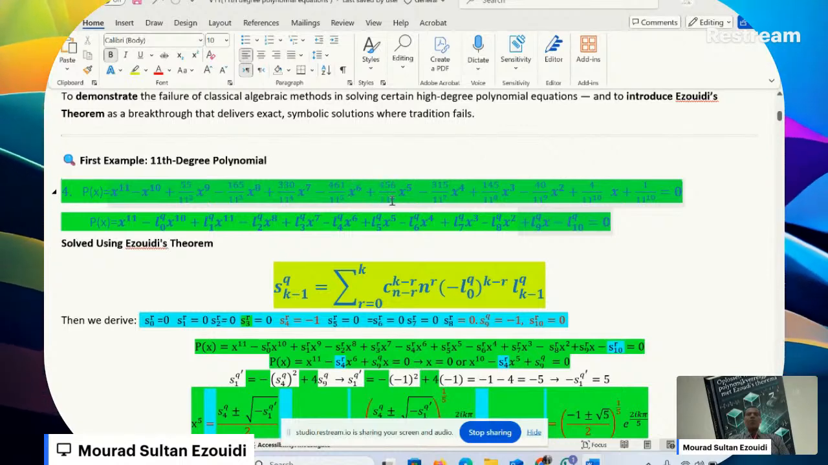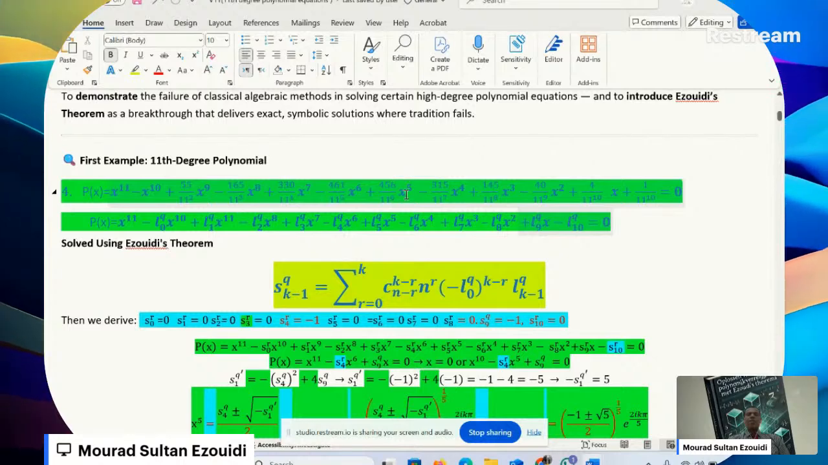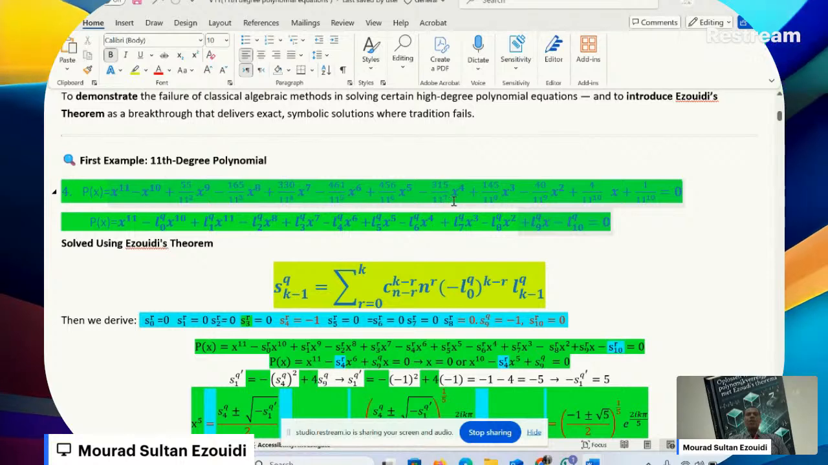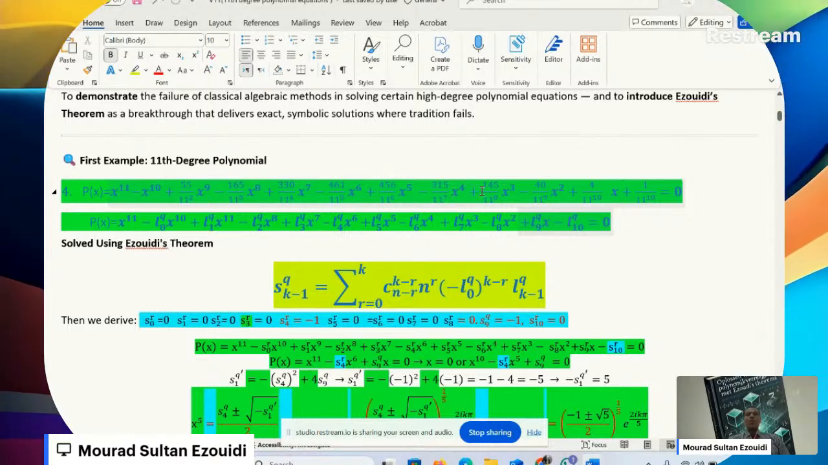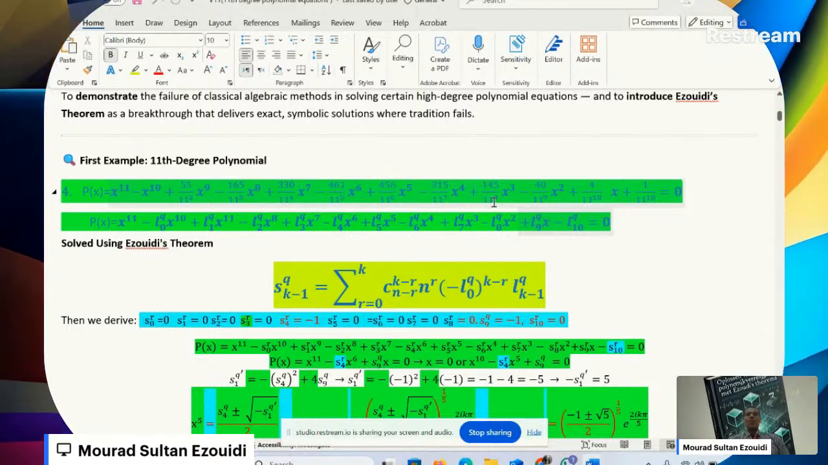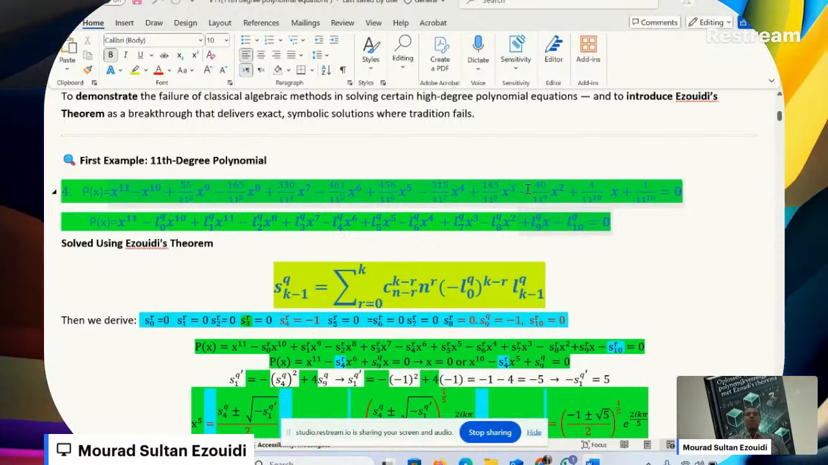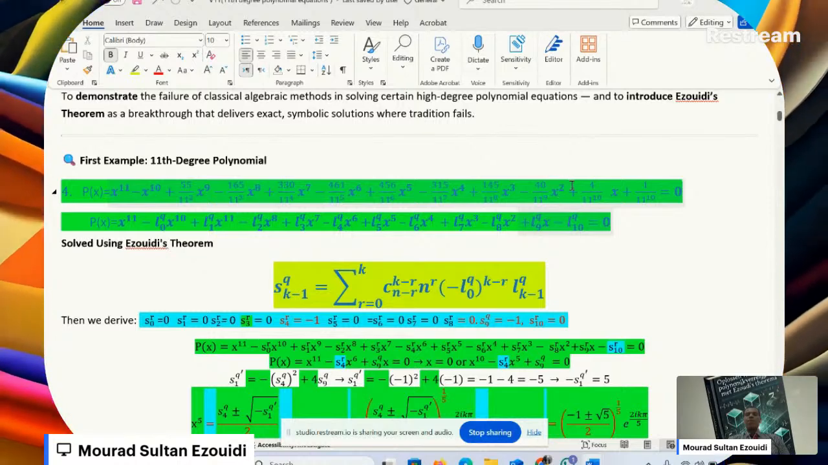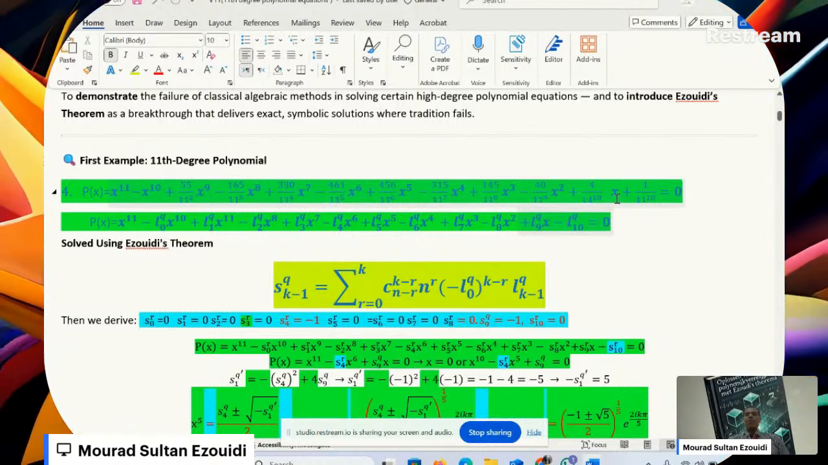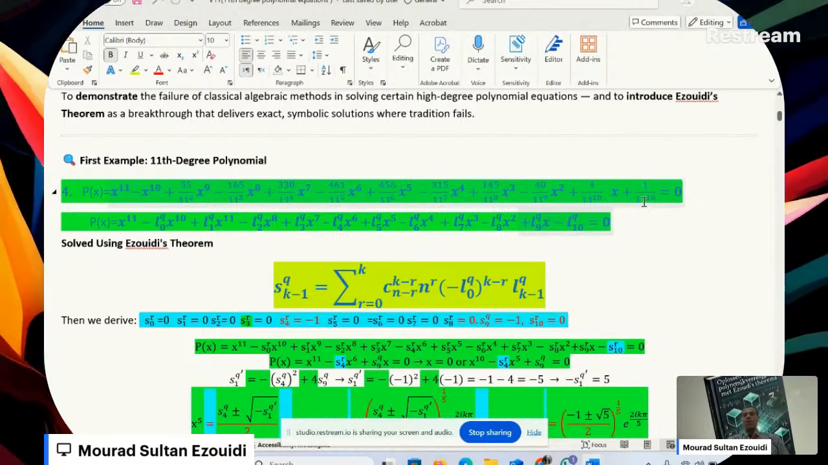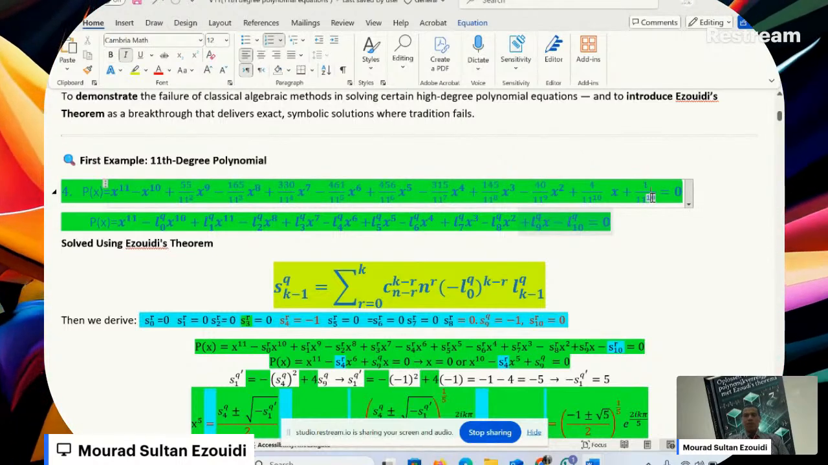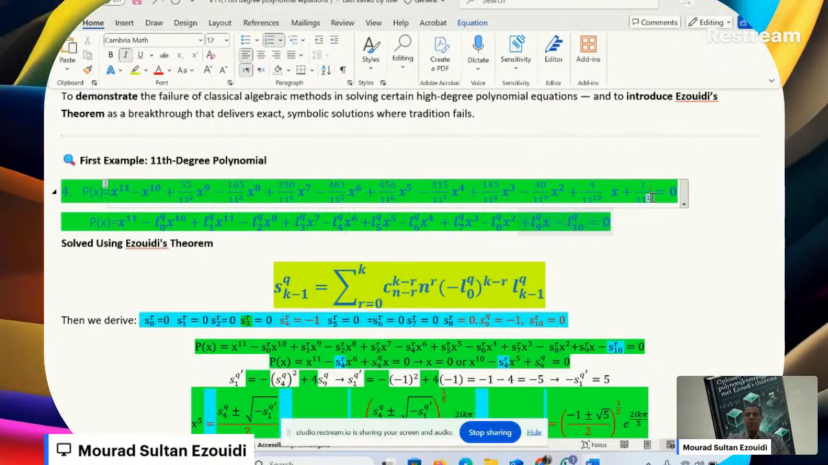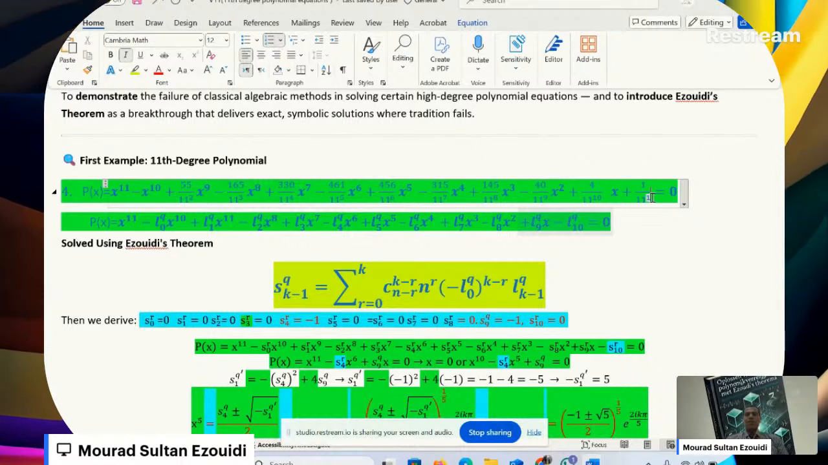plus 456 divided by 11 to the power 6 times x to the power 5 minus 315 divided by 11 to the power 7 times x to the power 4 plus 145 divided by 11 to the power 8 times x squared minus 40 divided by 11 to the power 9 times x squared plus 4 divided by 11 to the power 10 times x plus 1 over 11 to the power 11. This is going to be equal to 0.